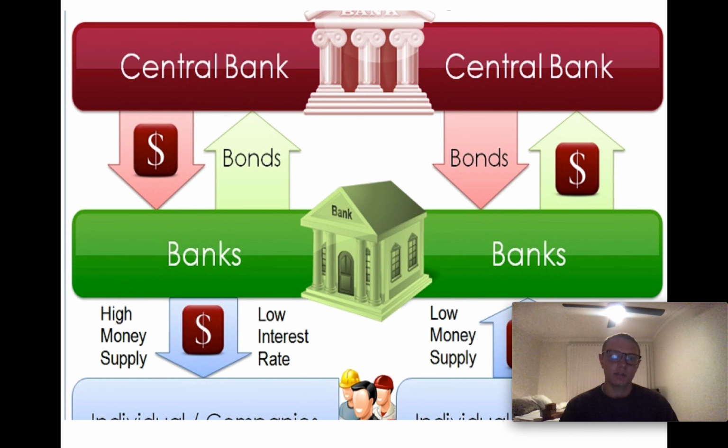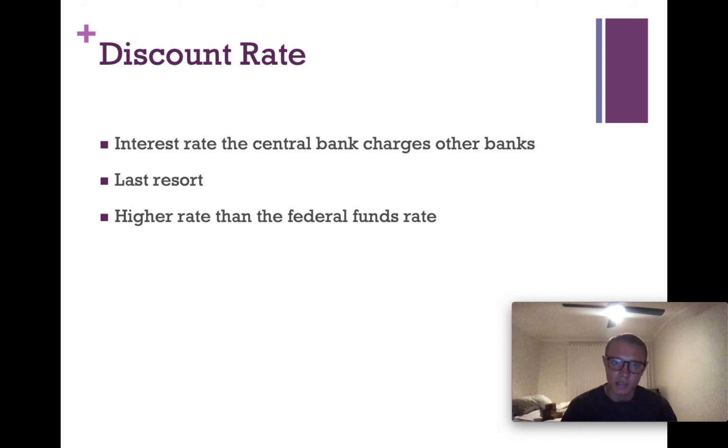To show how this works, this image shows the central bank either selling or buying bonds or securities from the other banks, which impacts their money supplies, which impacts the interest rate, which is then felt by the individuals and companies. Onto the discount rate.